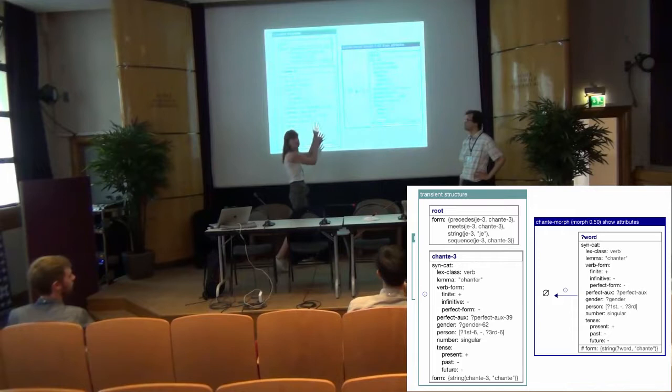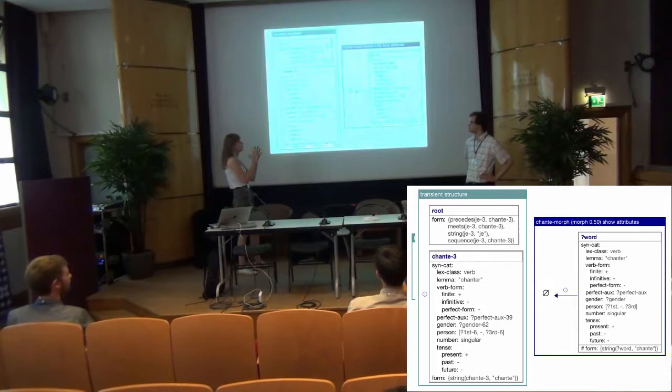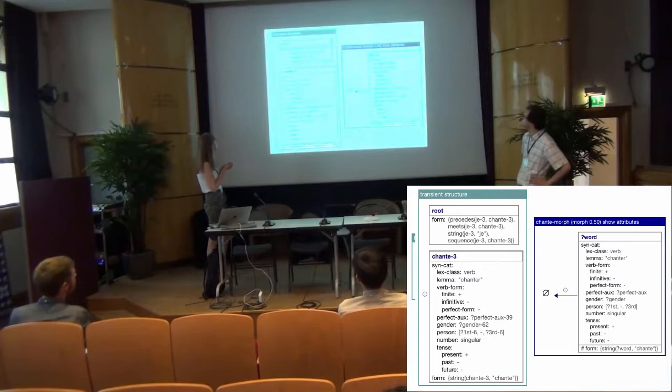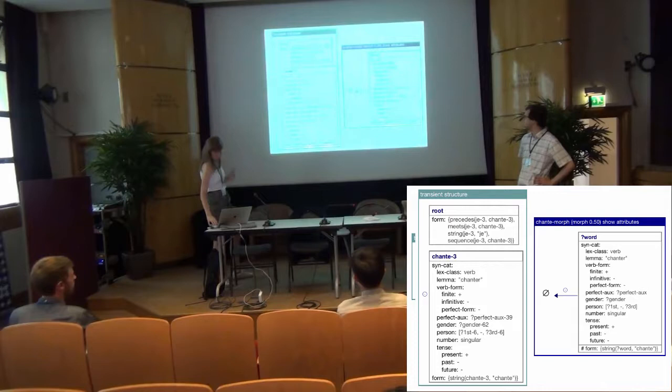Okay, so now you get this, instead of just one unit that was there. So these boxes we call units, you might have noticed. Units are packages with features that contain information that belongs together. So here it's all about chanté. It already added, from the lemma chanté, there is a verb form, some things about it, it's finite, singular present, so this construction already added a lot of information.